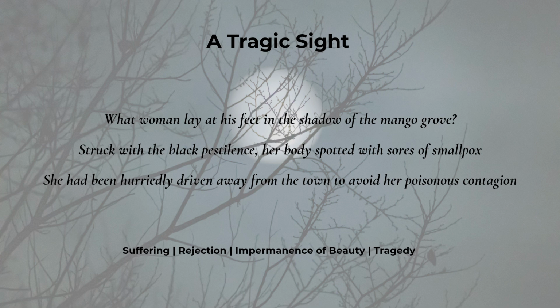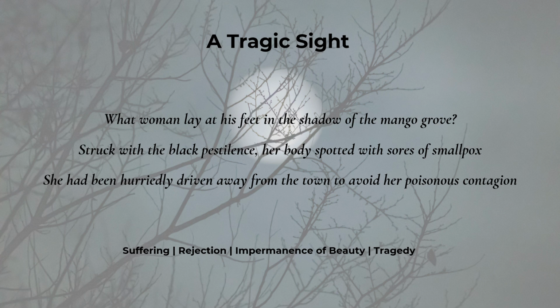So, an exam ready interpretation would be: the poet uses painful visual imagery to show the tragic transformation of Vasavadatta. The smallpox sores symbolize the temporary nature of physical beauty and worldly pride, reinforcing the poem's theme of impermanence. So, the theme of the poem is impermanence.